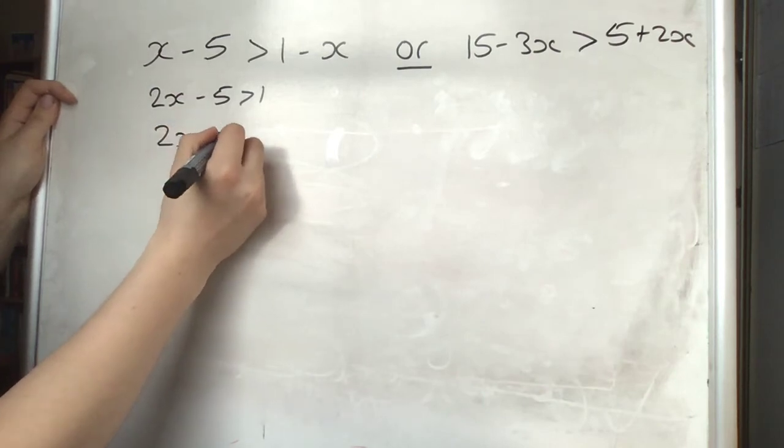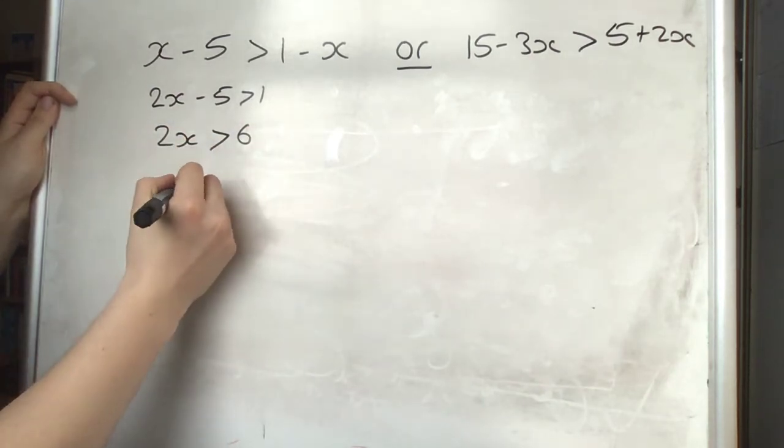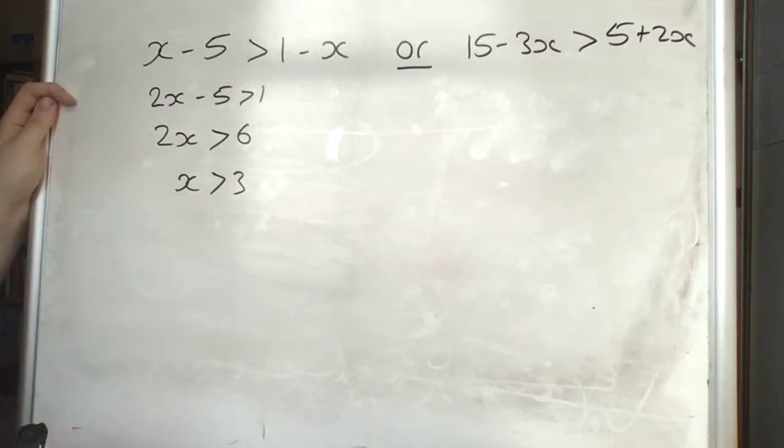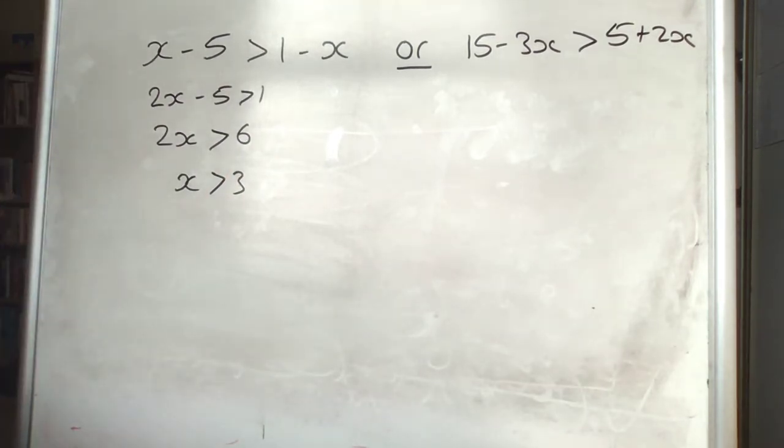That's going to give us 2x is greater than 6, which means that x is greater than 3, because if we divide both sides by 2, that gives us x is greater than 3. Okay, so that's the first part. And now we're going to solve this inequality.